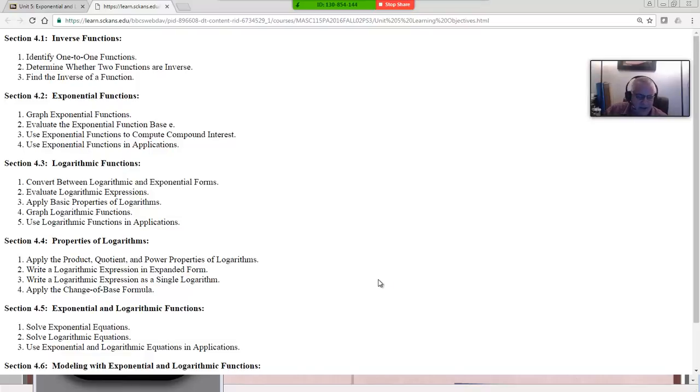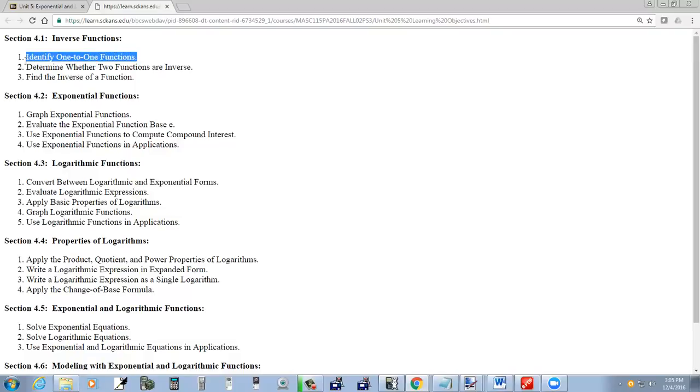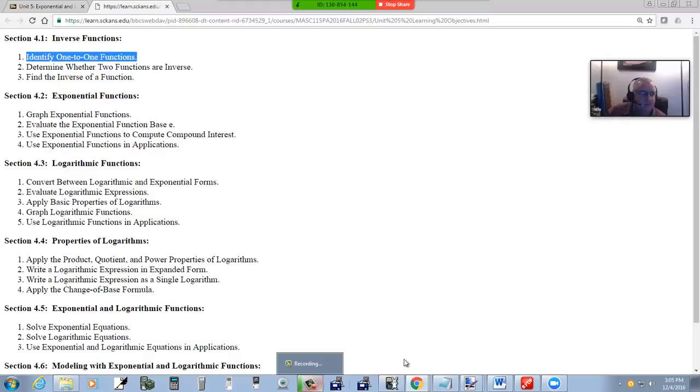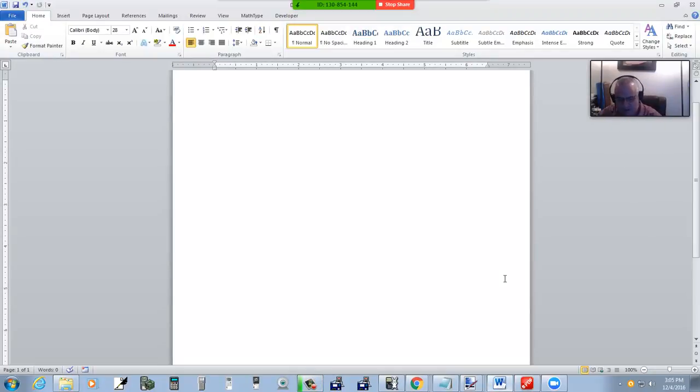Let's take a look at Chapter 4. And our first section is Section 4.1, Inverse Functions. And the first topic is to identify one-to-one functions. And we have a definition of one-to-one function.